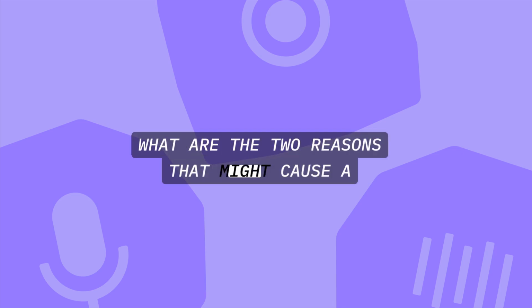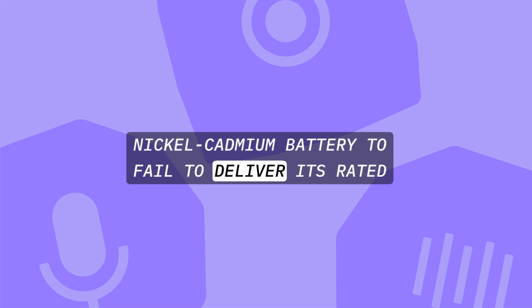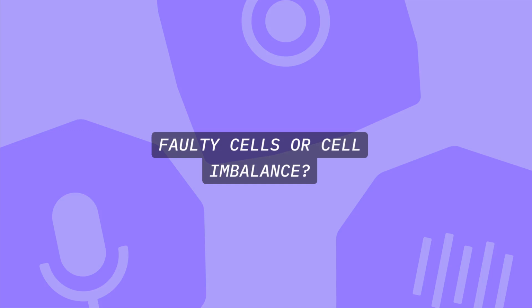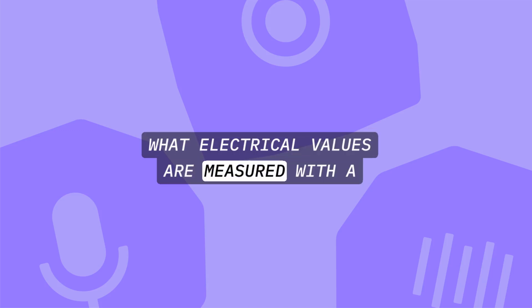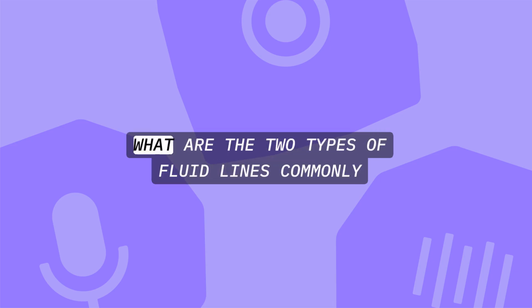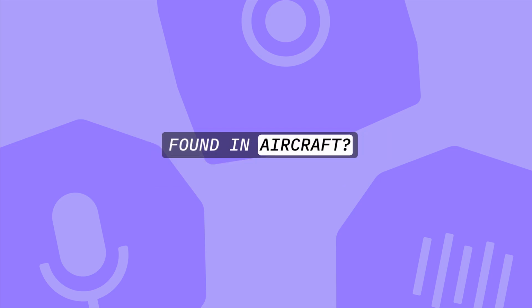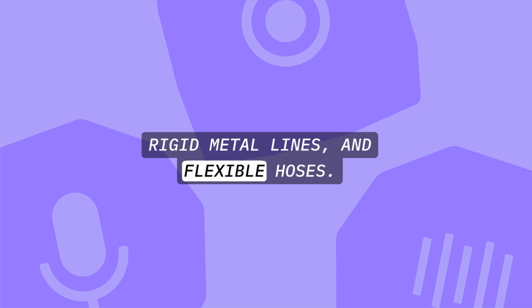What are the two reasons that might cause a nickel-cadmium battery to fail to deliver its rated capacity? Faulty cells or cell imbalance. What electrical values are measured with a typical multimeter? Voltage, current, and resistance. What are the two types of fluid lines commonly found in aircraft? Rigid metal lines and flexible hoses.